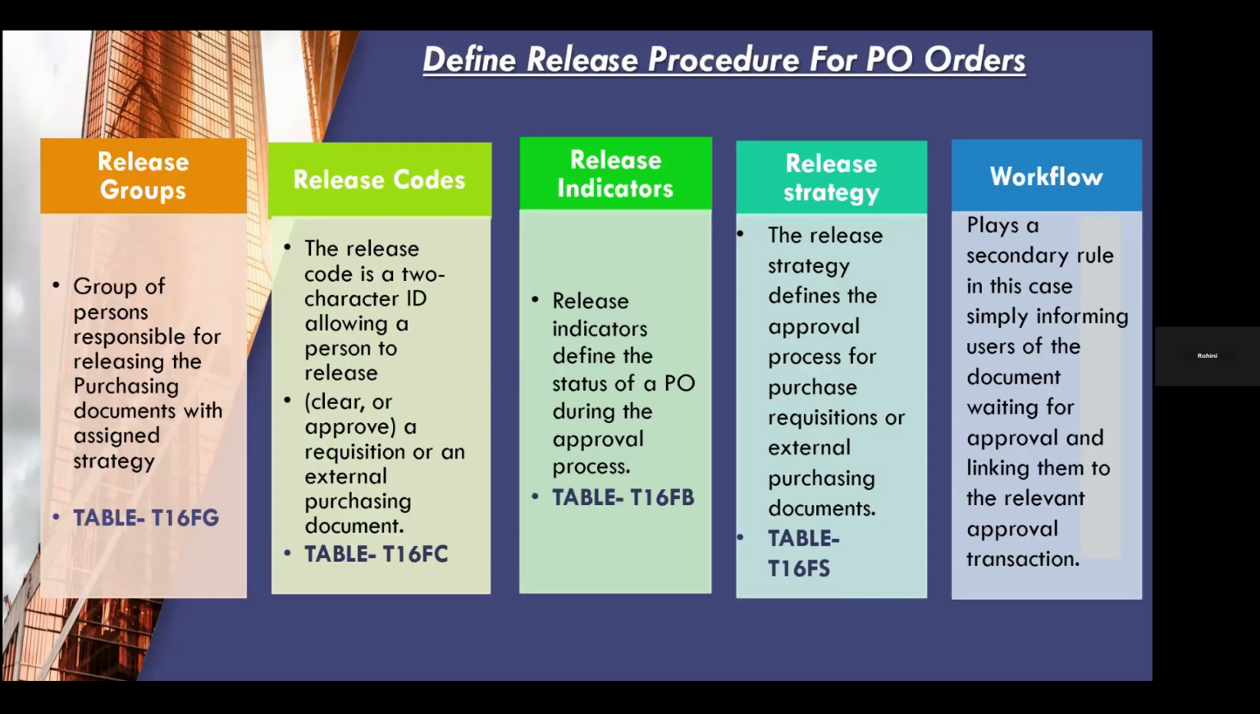When we create everything, either a purchase requisition or the purchase order, once everything is clear, we have to go for the approval. That means the workflow has to be triggered to the particular person, the approver. So workflow plays a secondary role in this case, simply informing the user of a document waiting for approval and linking them to the relevant approvals transaction.